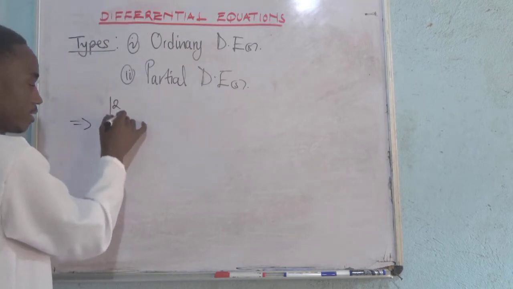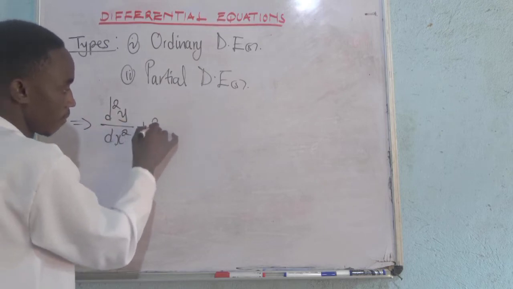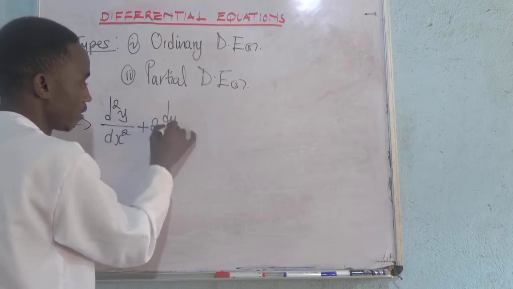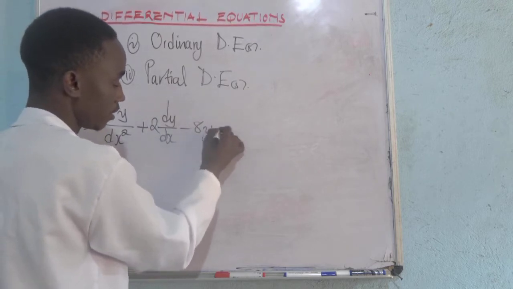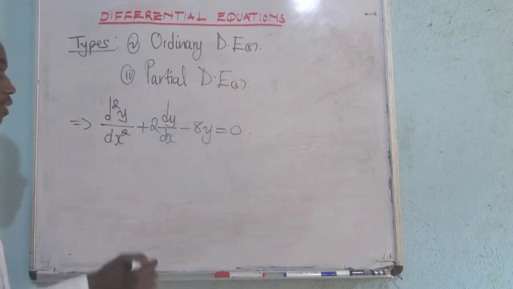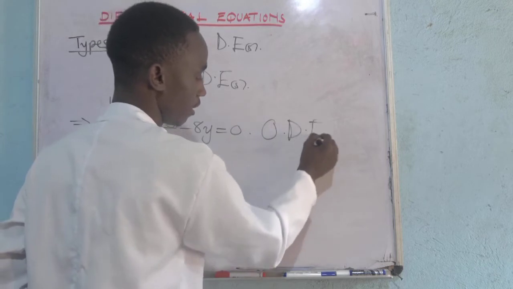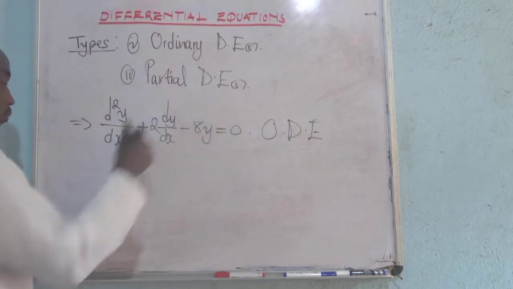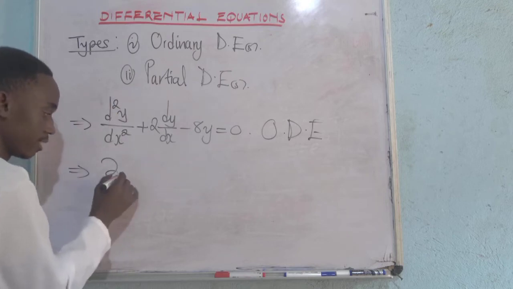We had something like this. This is what we had for the, and we would call this one the ordinary differential equation. So this is an example of an ODE. And then the partial differential equation. An example of a partial differential equation is an equation that comes in this form like this.